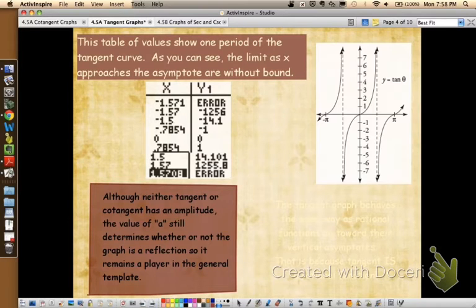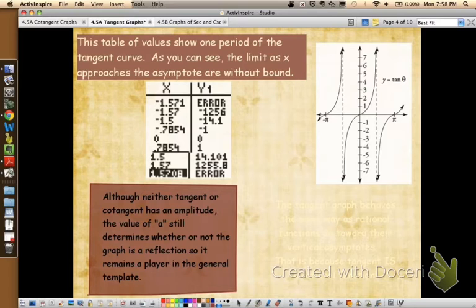At any rate, there's the parent graph. It does straddle the y-axis. Obviously, there are other parts of this cycle that we could say is the tangent curve, but this is known as the parent graph, the one that's closest to the origin.